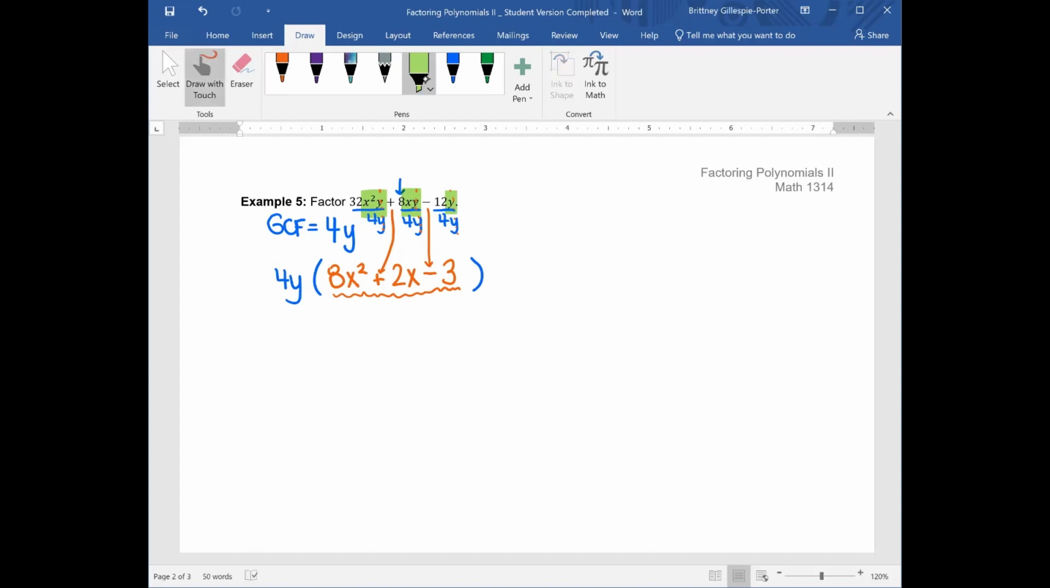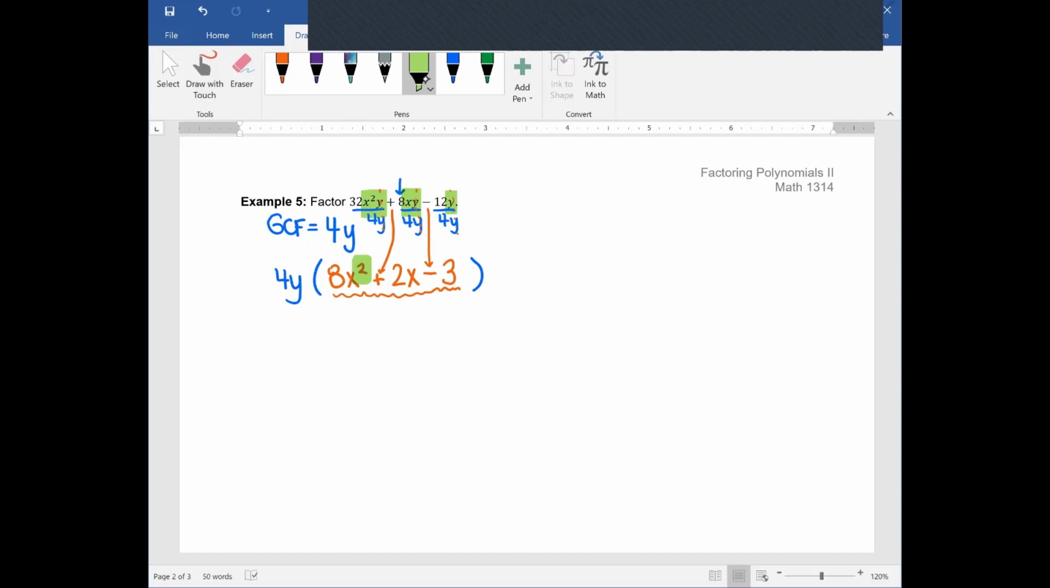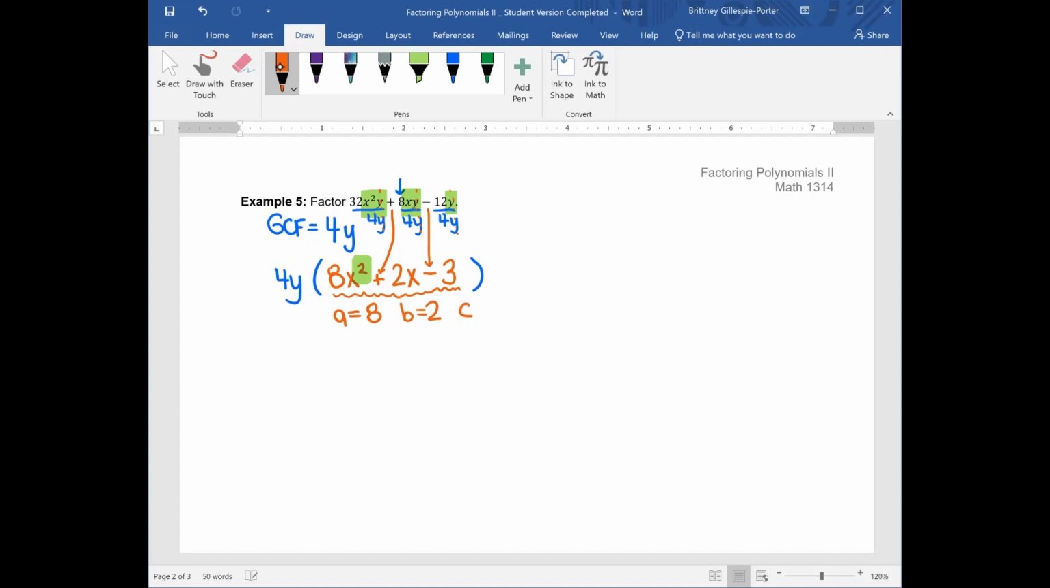But we're not done because we need to see if we can factor this parenthesis because there's an x squared. That x squared lets us know we're not done. We have to double check. So looking inside the parentheses only, we're going to have a is equal to 8. It's our leading coefficient. B equal to 2. And C equal to -3. That means when we're looking for our product of A times C, or 8 times -3, we're looking for a product or multiplication of -24, and we need a sum of B, which is 2.